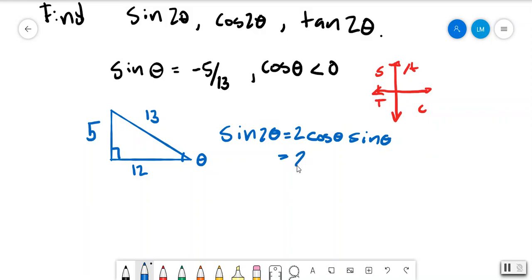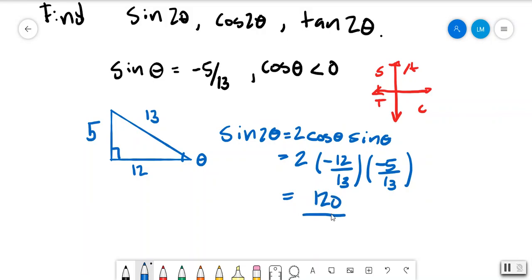We'll write that this is going to be 2 times cosine of theta, but that's going to be negative 12 over 13 multiplied by sine theta, which is negative 5 over 13. Now, when we multiply this through, we're going to get 120 divided by 169. So this is the solution to sine 2 theta.